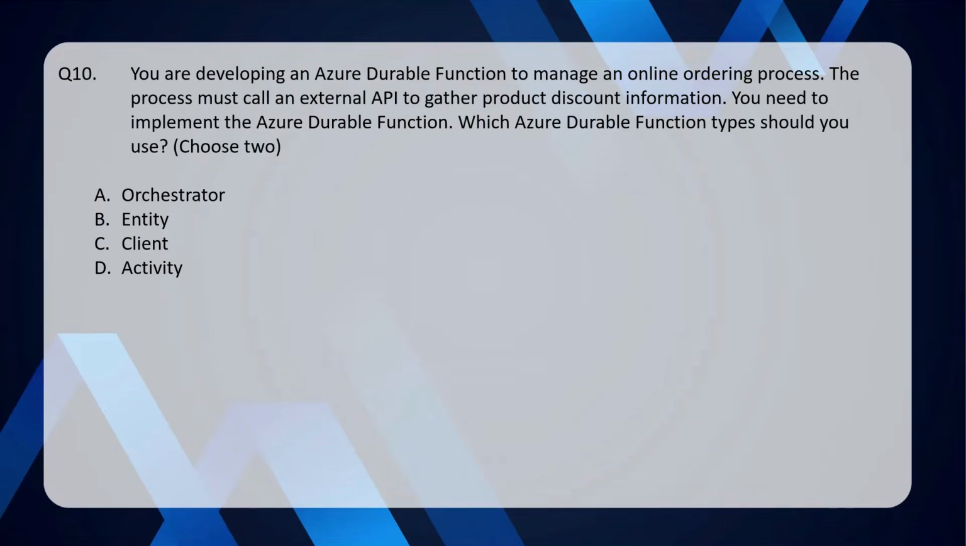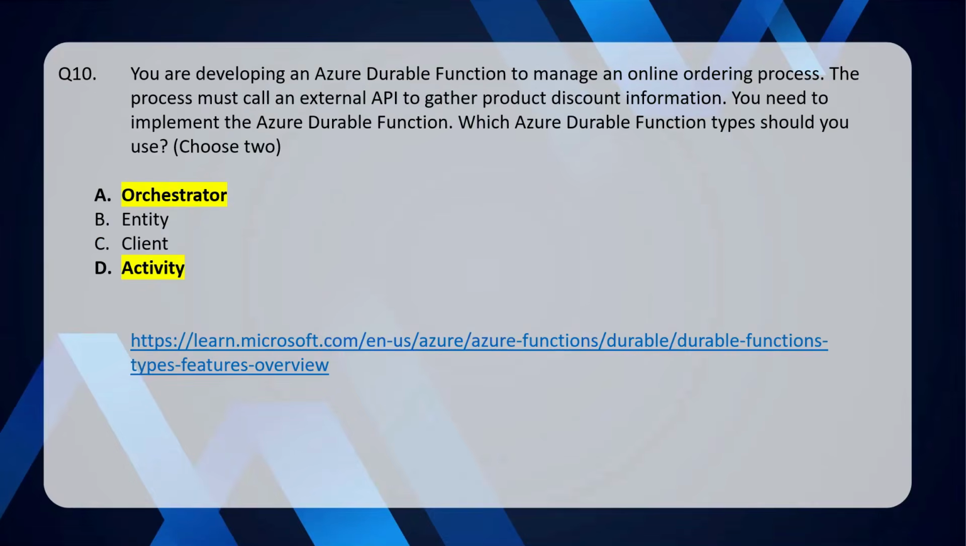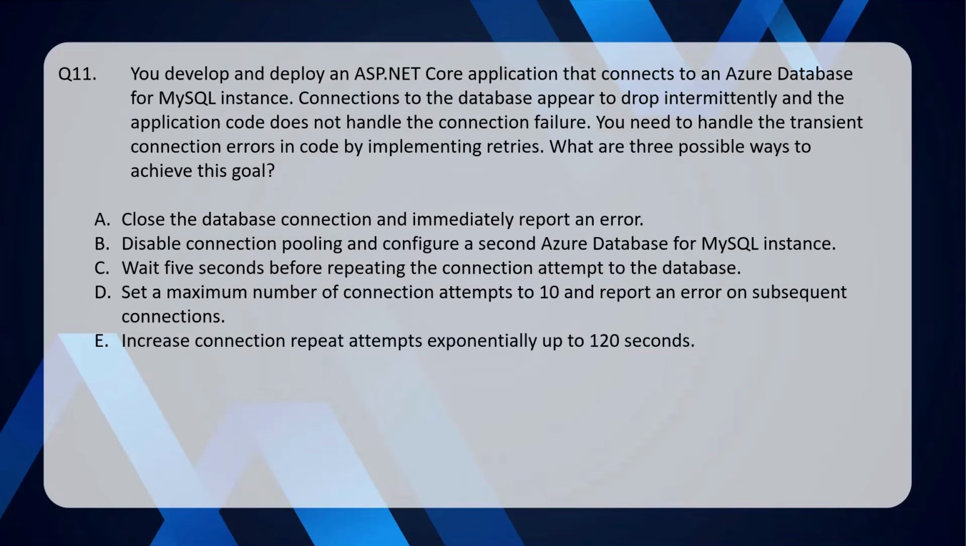It can call multiple activity functions in sequence, parallel, or conditionally. Next one would be activity function, which can perform specific tasks such as calling external API to fetch the discount information and perform data operations. As always, friends, go through the link on your screen to understand the different types of durable functions and their features in more detail. Let's look at 11th question of the series.